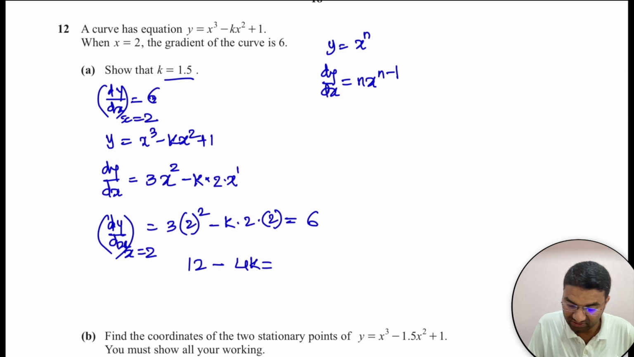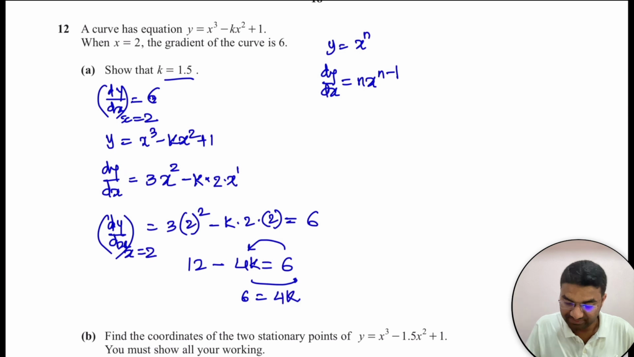So 12 minus 6 is equal to 4k. Fine. And k is equal to 6 by 4, that is 1.5. Done. That's it. That is what we have to show in the first part.